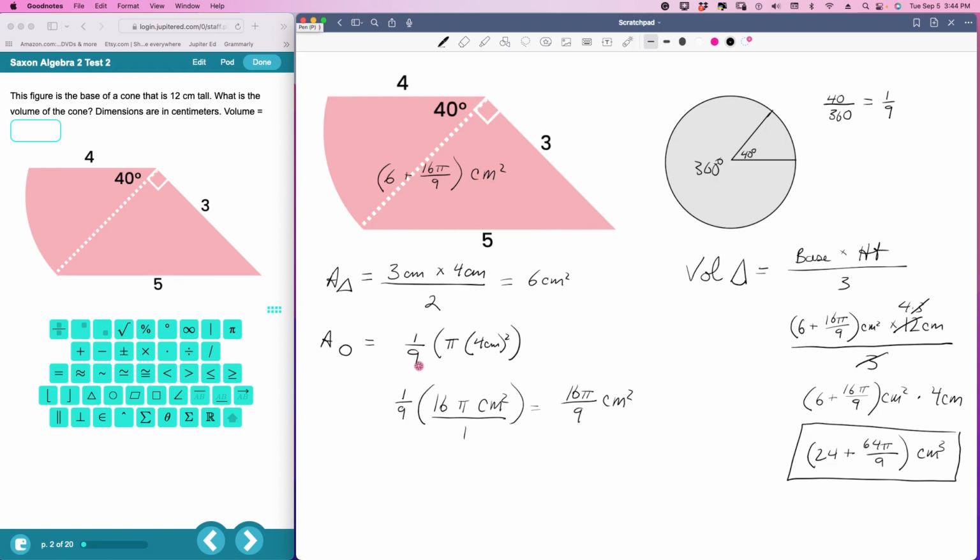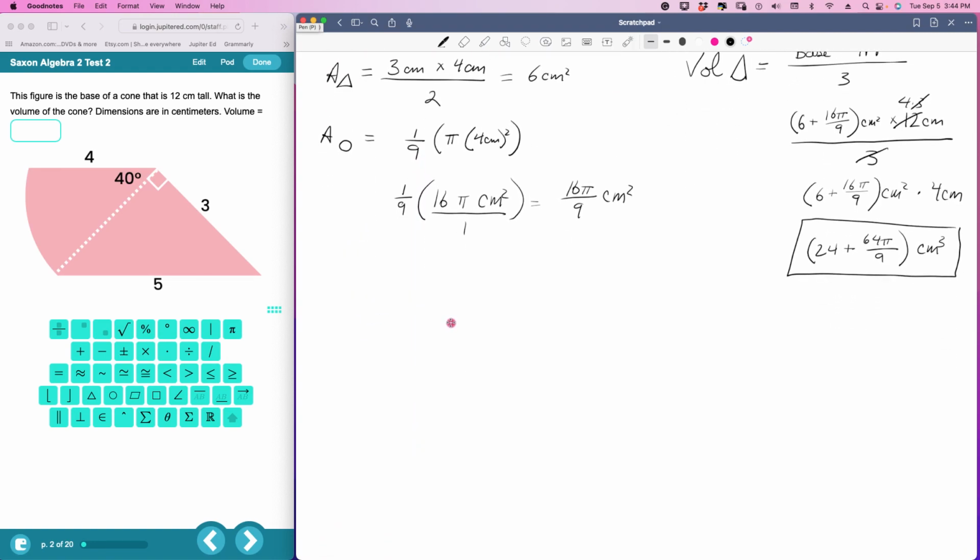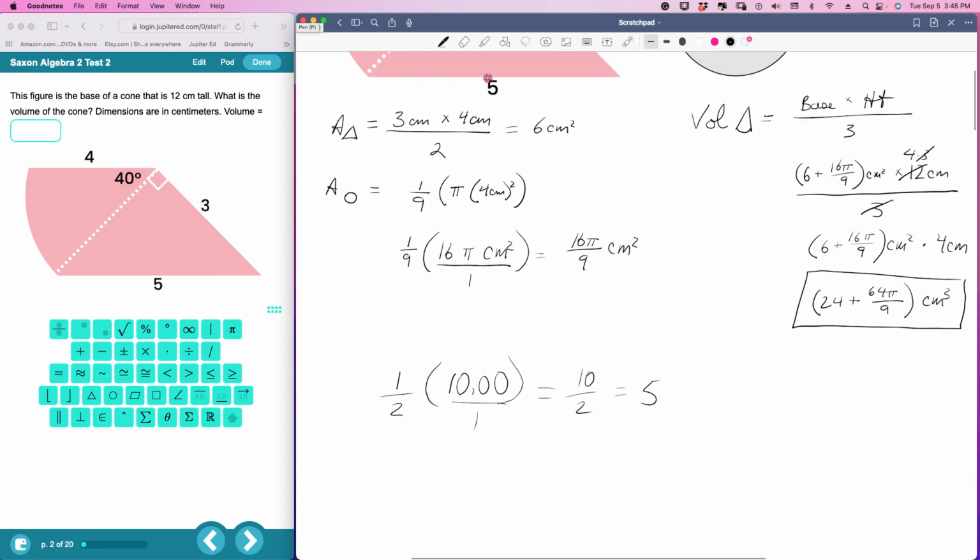It's like if you were to take, oh, I have $10. And I want to give my friend half of $10, right? That'd be 10 over 2. That'd be 5. It works. You want to give them half? You write the fraction for half, and then you multiply. That's all we're doing for the sector.